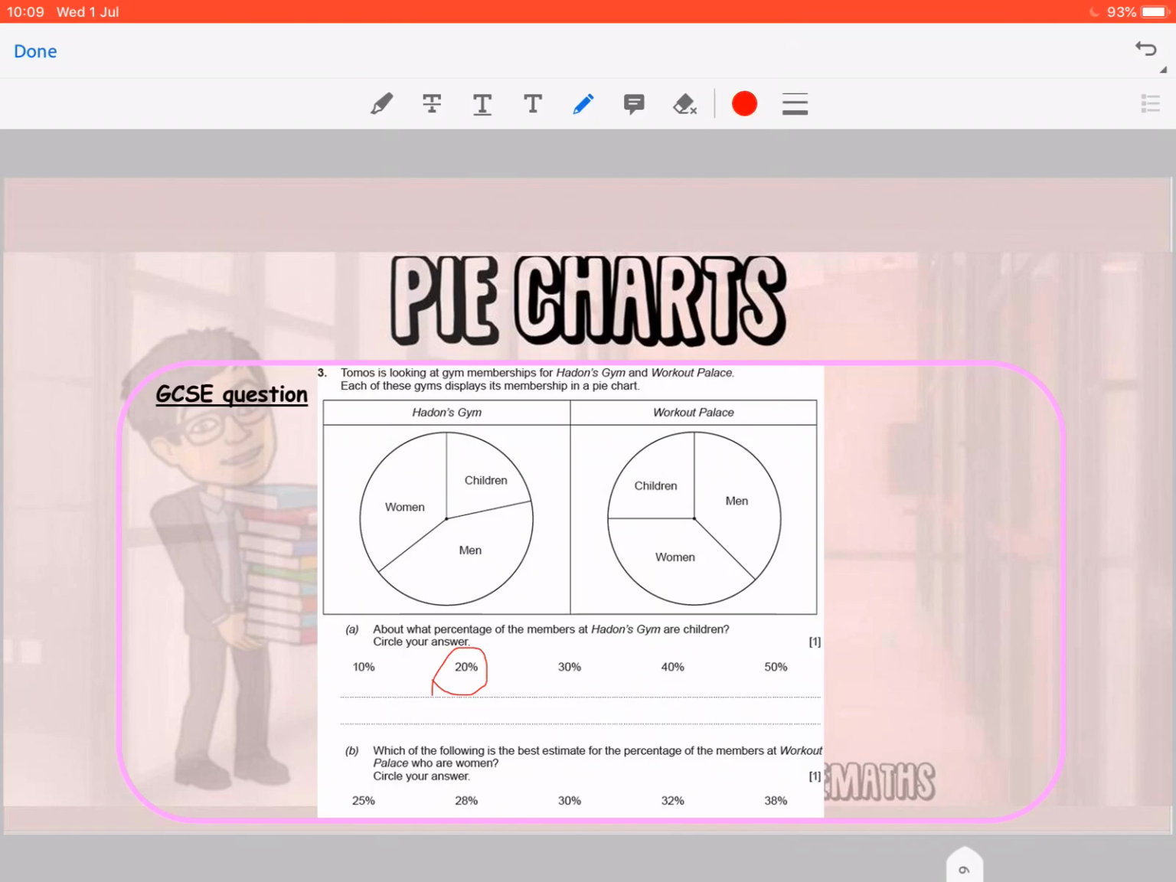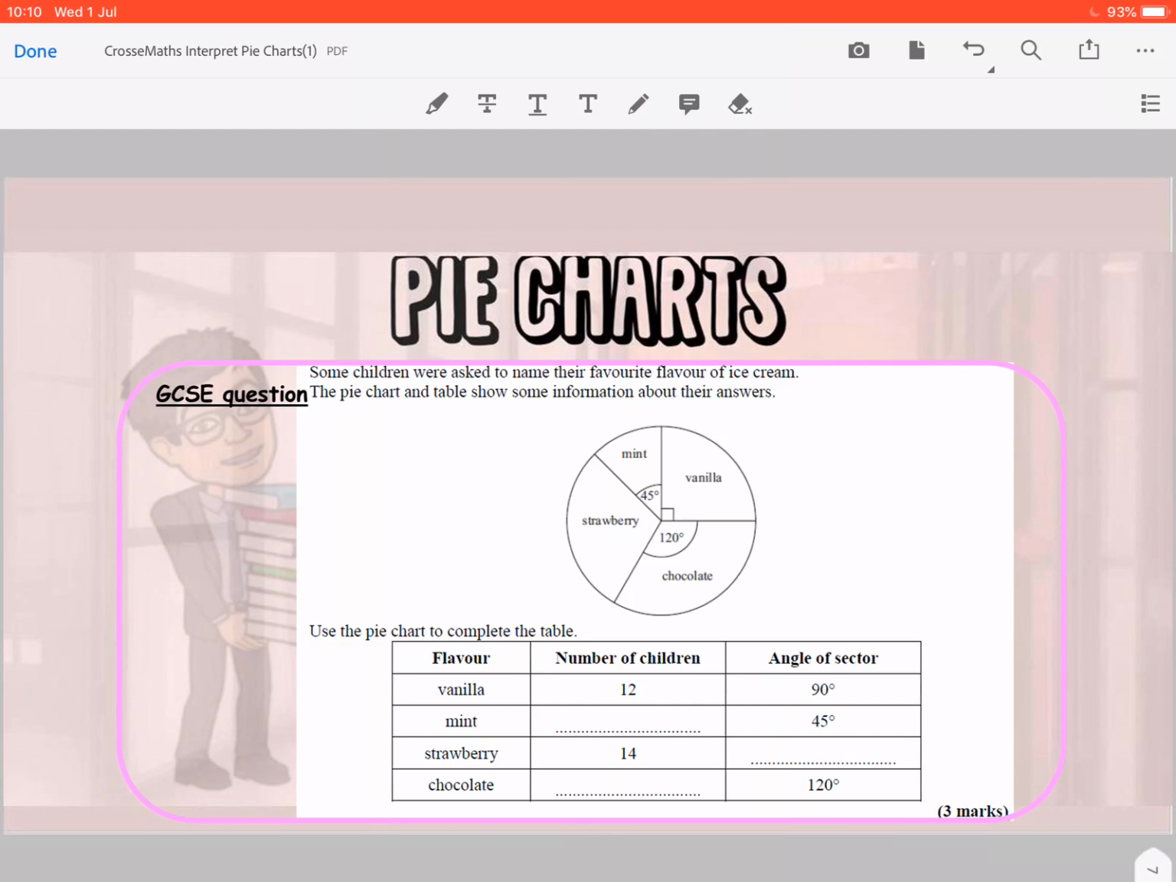Which of the following is the best estimate for the percentage of people who work out at Palace who are women? Circle your answer. So it's somewhere between 25% and 50%. Well, the number directly between 25% and 50%, if you were to work it out, would be 37.5%. So the closest one is 38%. I can understand if you'd gone for 32 as well, because it's about a third.